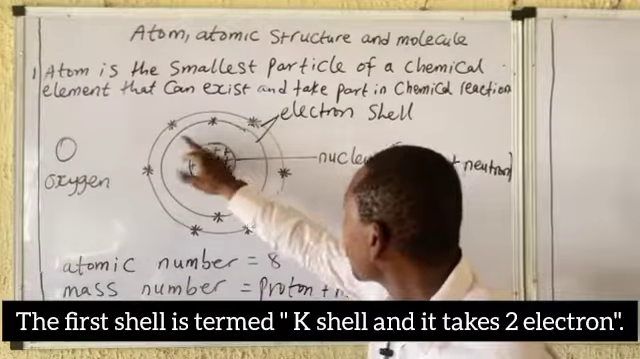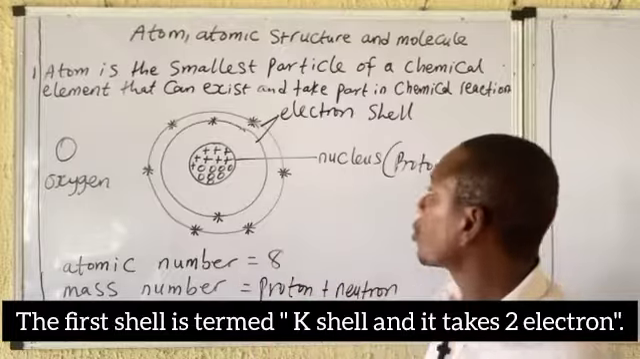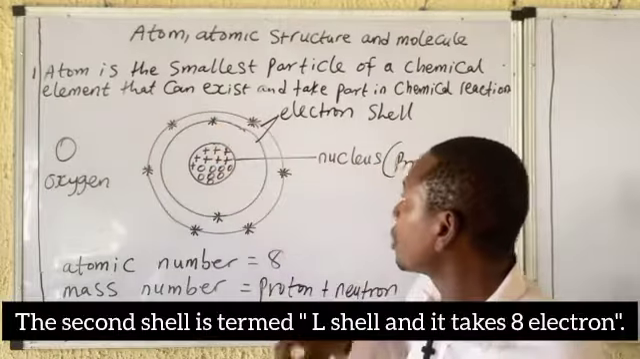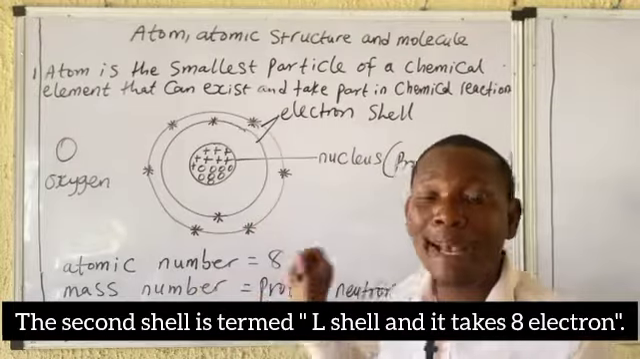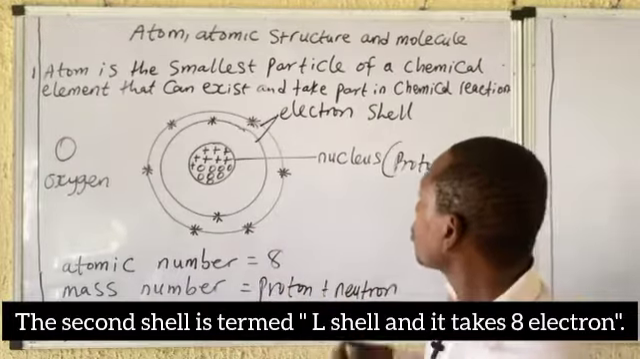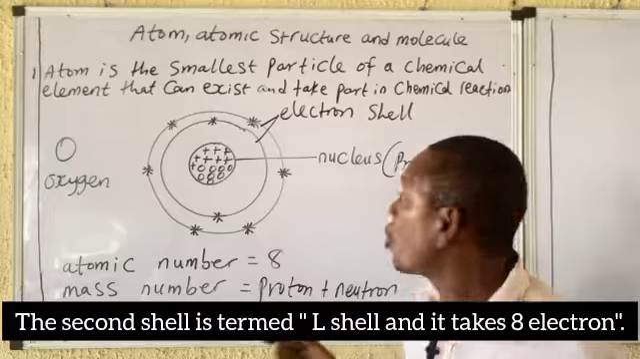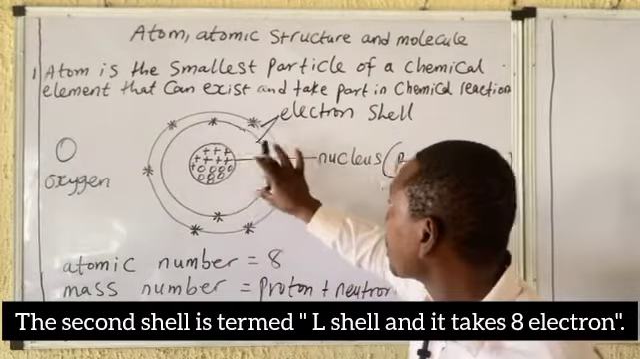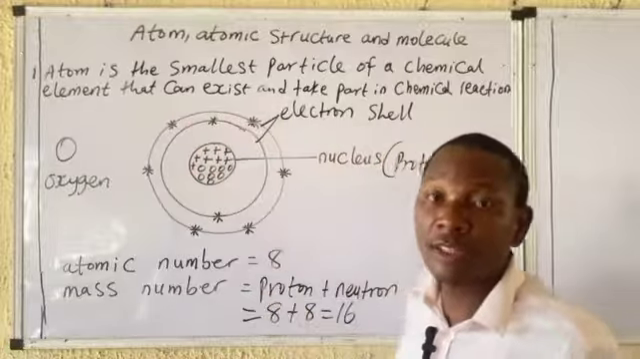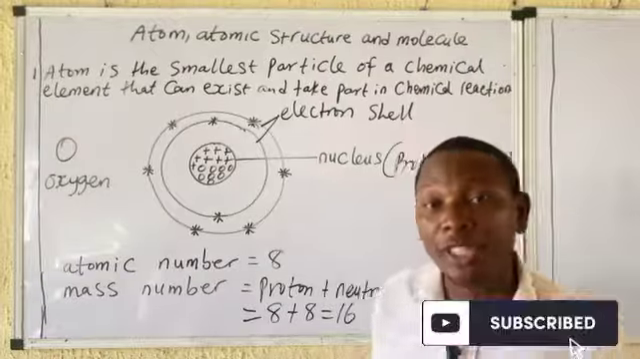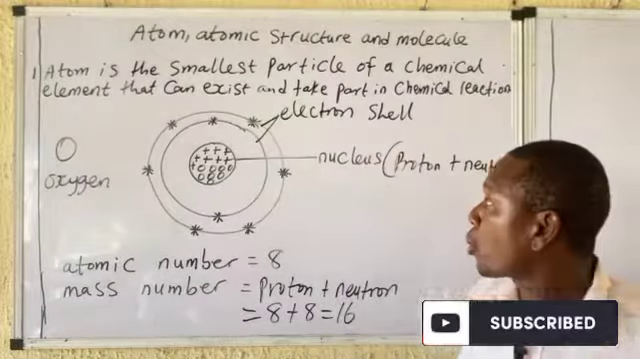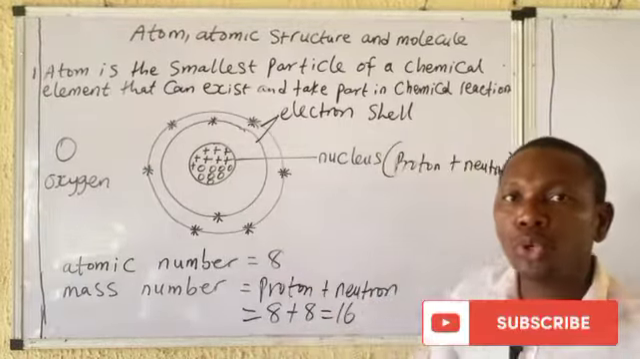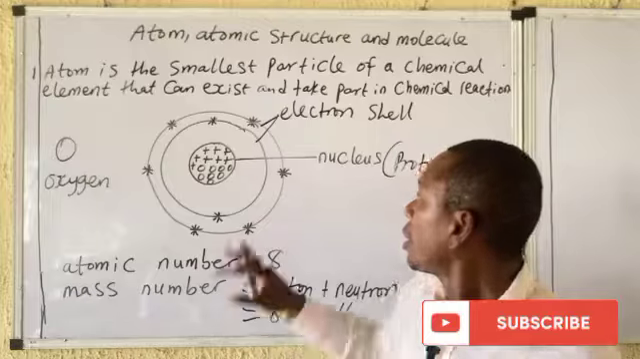But the first shell actually takes only 2 electrons. So that's the reason why I drew the first shell and put 2 electrons there. And the second shell takes a maximum of 8 electrons. But how many do we have? We only have 8. So I put 2 in the first shell. The remaining 6, I put in the second shell. But the second shell can actually take more than 6 electrons. So this is the atomic structure of oxygen.